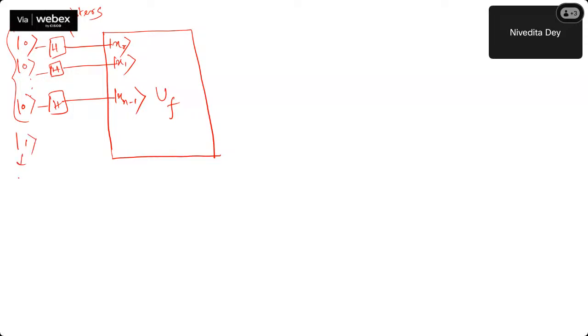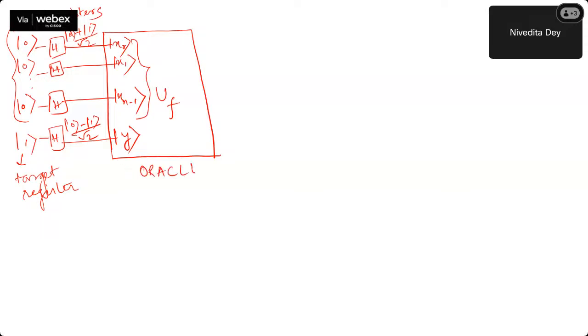And this is another one, which is a target register. So on this Hadamard, I'll be giving it to register Y. Obviously you understand that this is only for all these values, and this will be ket 0 minus ket 1 by root over 2 for this target register. So X, this entire set, and Y is your input to the oracle. So this is your oracle, and it should be giving you certain output.